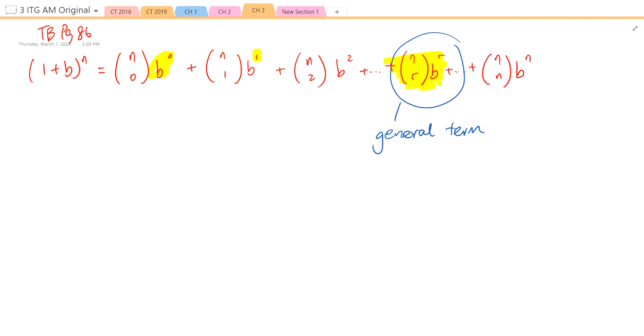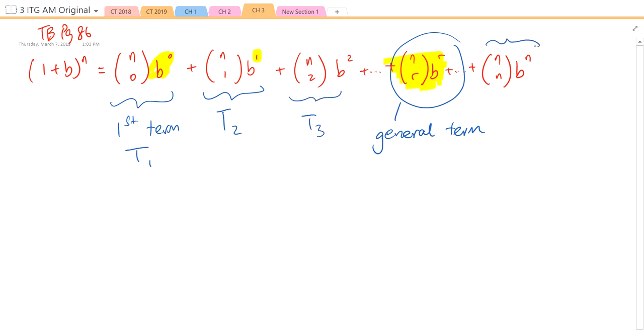What do I mean? Let's look at the first term. Or we call it T1. What do you think this term is called? T2 lah. This term is called T3. And this term will be called our last term. Okay? And let's figure out exactly what it's going to be.